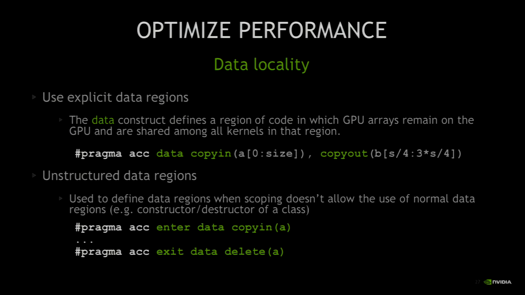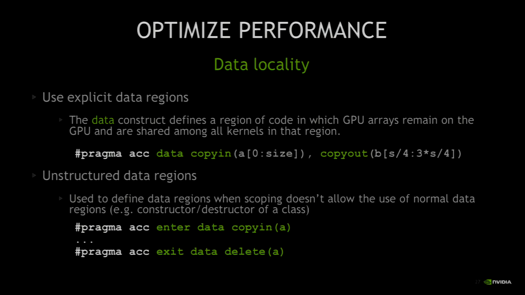You have the OpenACC data and OpenACC enter data and exit data. The OpenACC data is just for the explicit data region for the particular scope. I want to copy in the data, copy out the data if I want. Then the unstructured regions is where you want to do the copy in in one function, then do the copy out in another function. This is useful for C++ classes, for example. If you have a constructor and destructor, you can do that. And there are a bunch of other things you can do with data locality. I just covered a few things.